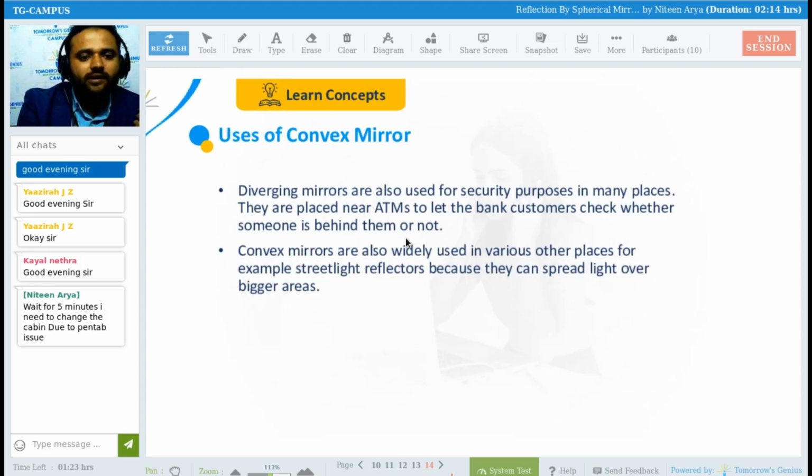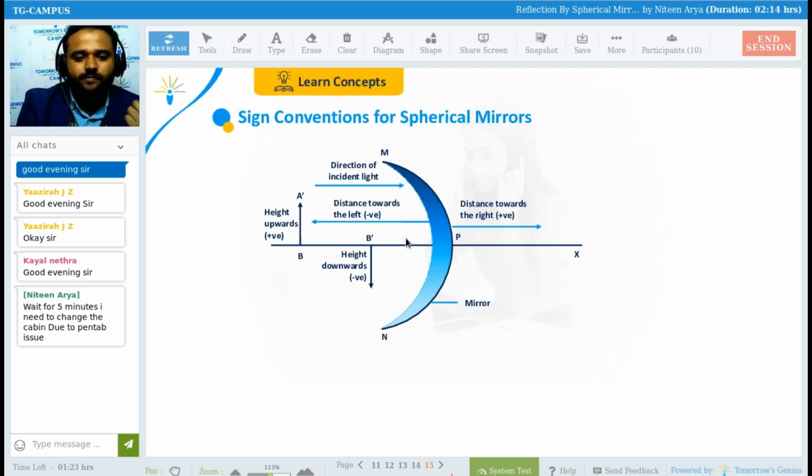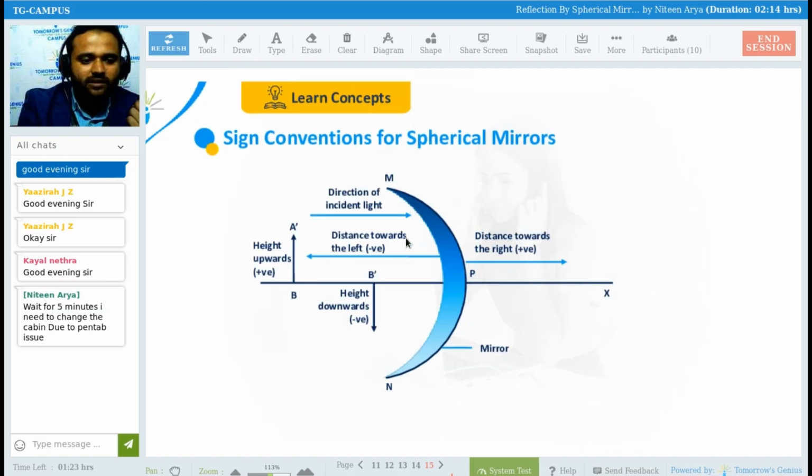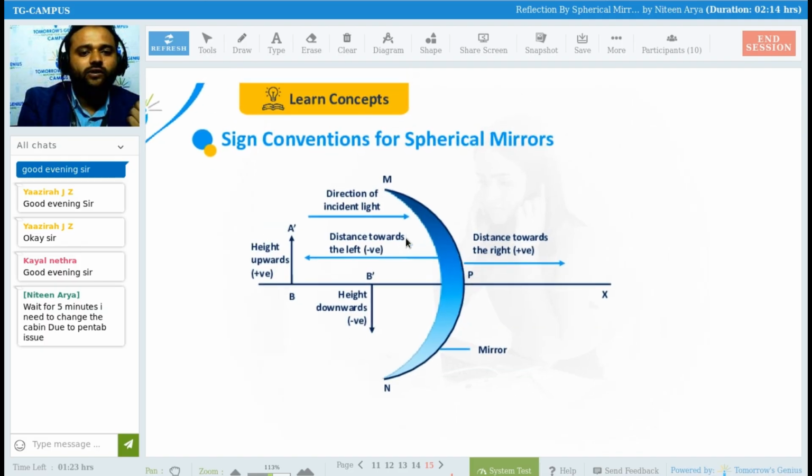Another use of convex mirror is that diverging mirrors are also used for security purposes. In many places, they are placed near ATMs to let the bank customer check whether the surroundings are safe or not. Convex mirrors are also widely used in various other places, for example, street light reflectors, because they can spread light out over bigger areas.